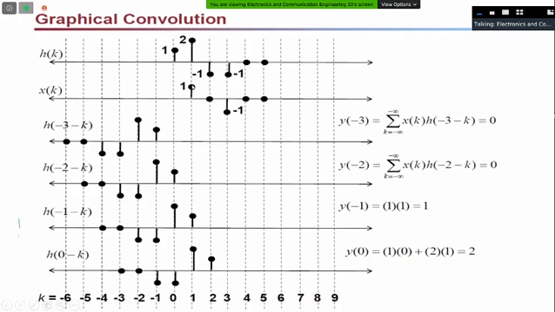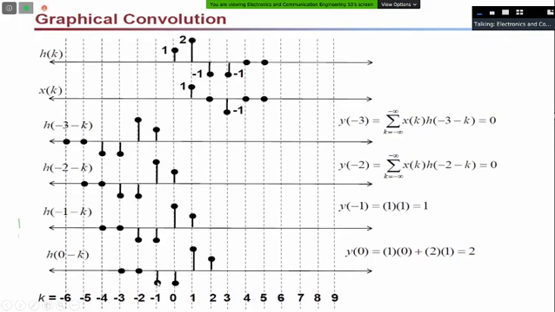If you see, this value is 1, and this will be multiplied with 2. And this value is -1 will be multiplied with 0, so it will be 0. This -1 will be multiplied with 1, which will be -1. Oh, actually I have to multiply h of minus k with x[k], so let's once again do it.